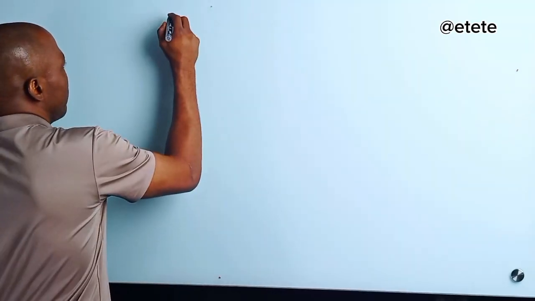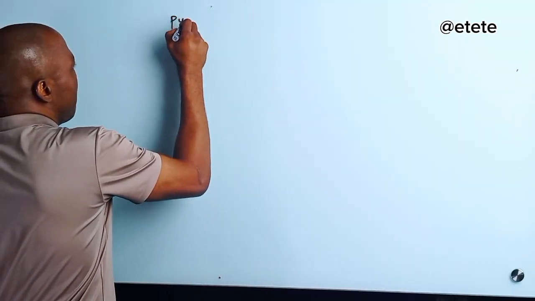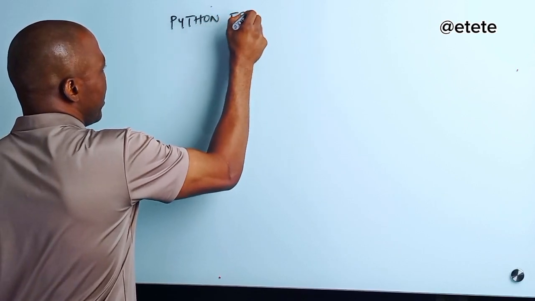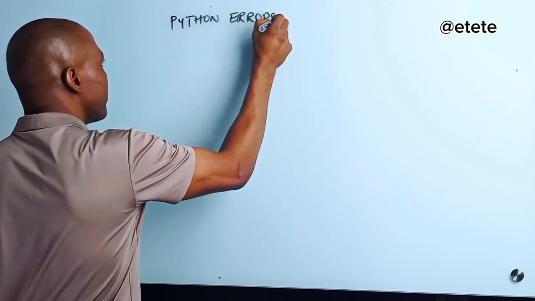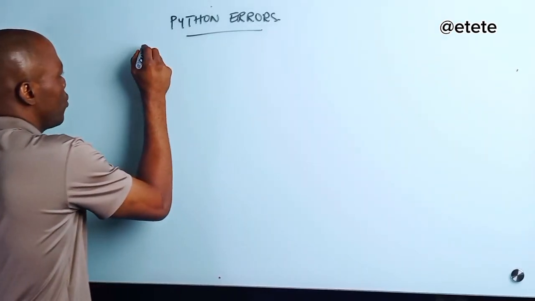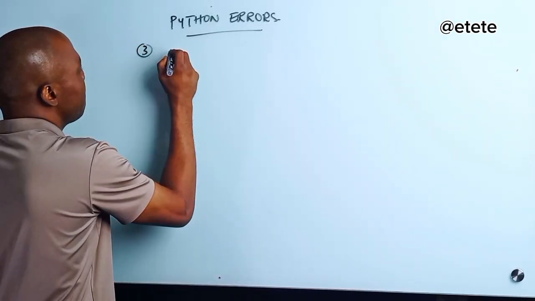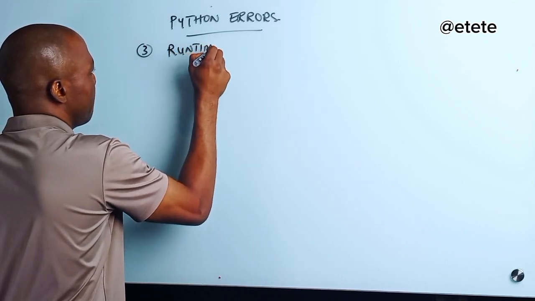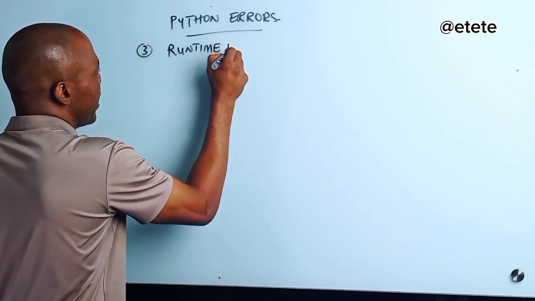So still on what? Python errors, right? Still on Python errors. So we are going to do the third one, which is what? Runtime error.